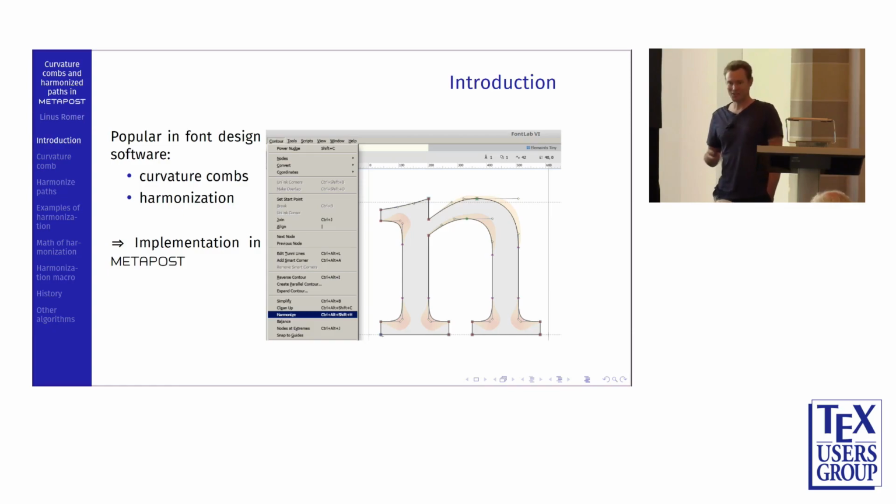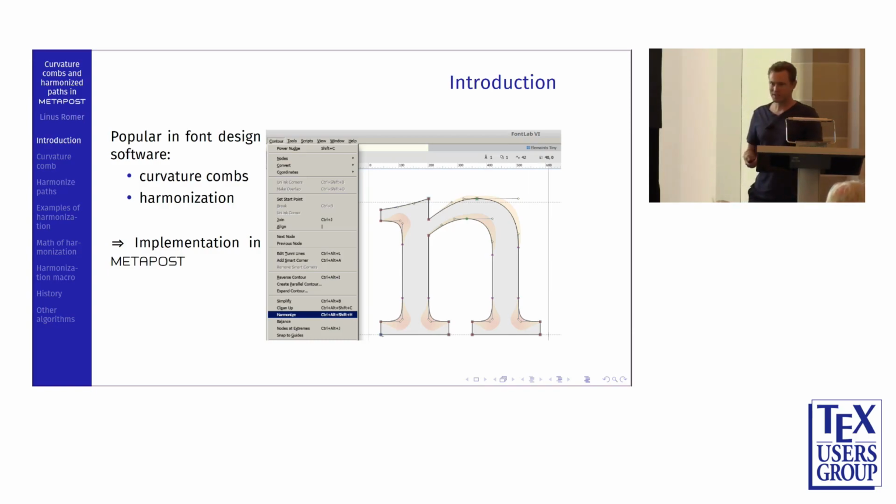Curvature combs are used to visualize curvature along paths and curves, and harmonization is a way to make paths curvature continuous. And I will present an implementation of both in MetaPost, which is a good method to make a reference implementation, because MetaPost has many tools to handle Bezier curves.